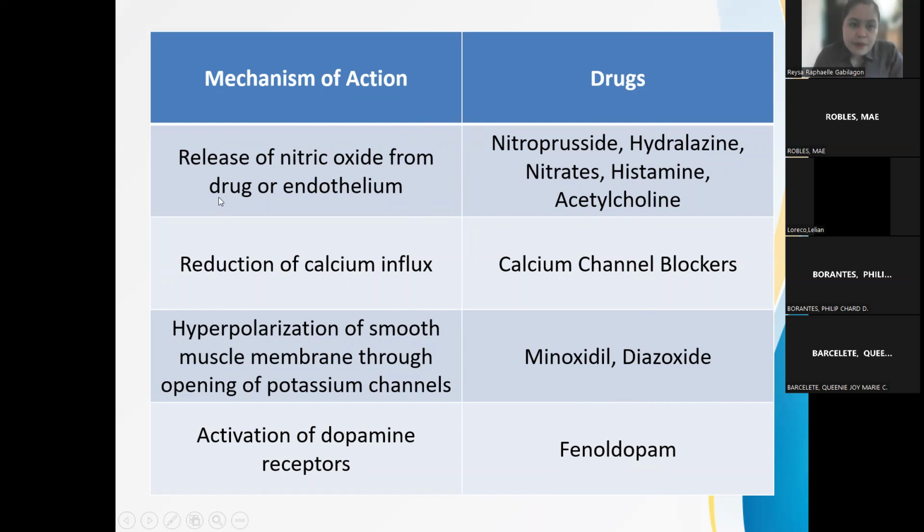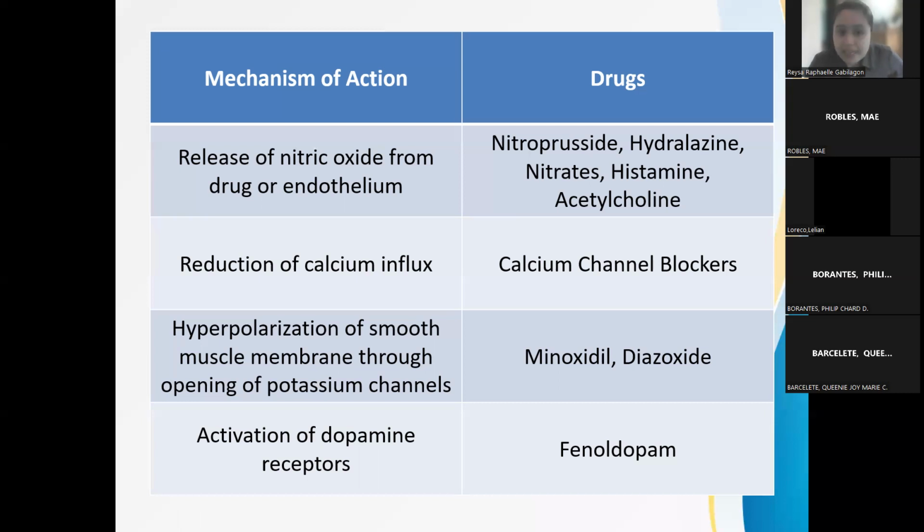Okay? So let's identify the mechanisms of action of these vasodilators. Number one, we have drugs like nitroprusside, which is given parenterally. Then we have hydralazine, which is given orally. And then we have nitrates. Nitrates have many dosage forms: a patch, an oral form, and of course IV. And please take note of these two, histamine and acetylcholine. Of course, histamine is not a drug. It's an endogenous local mediator in the body.